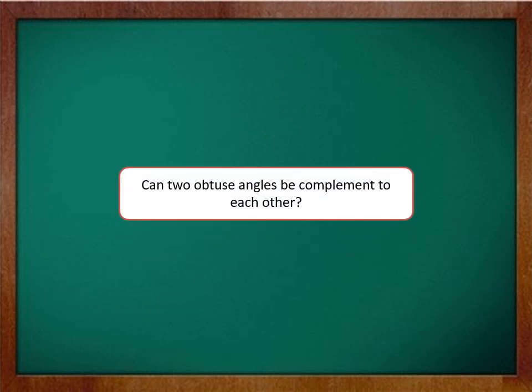Can two obtuse angles be complementary to each other? If both the angles are obtuse angles, that means that they are more than 90 degrees and definitely their sum would be more than 90 degrees. Therefore, two obtuse angles cannot be complementary to each other.